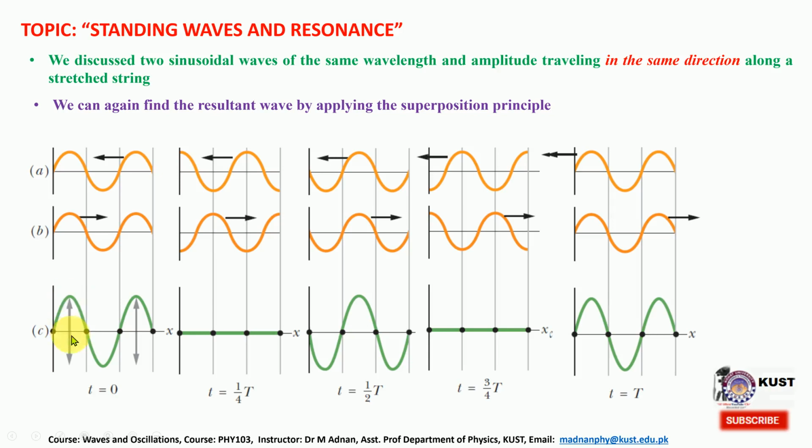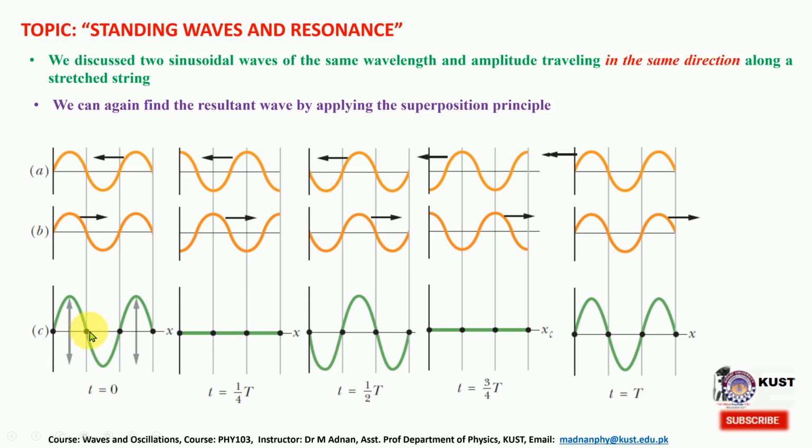Let's say at t equal to 0, these elements were going up. When t is equal to T over 4, they have zero amplitude, and again it goes to the other side. So in between two nodes, on this side it is positive, and on this side it is negative. It is just going up and down.